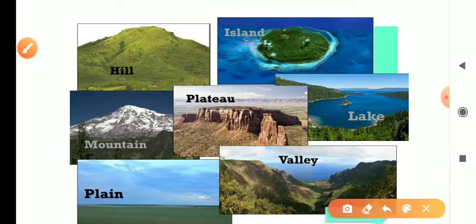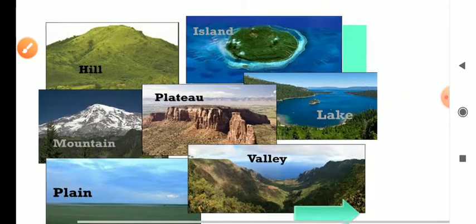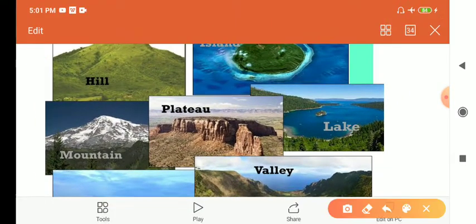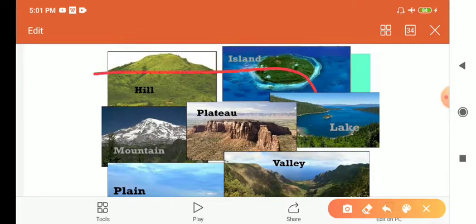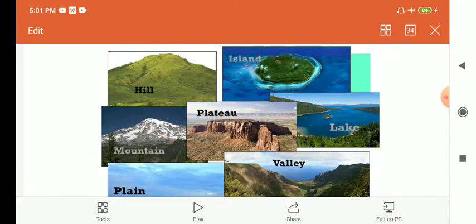You can see in this figure, a plateau has a flat top, no peak. While plains have no relief at all, meaning no height of the land. This full flat land is plains. And lakes are water bodies covered by land surface. This is land and suppose this is a water body. A water body covered by land surface from all sides is called a lake.